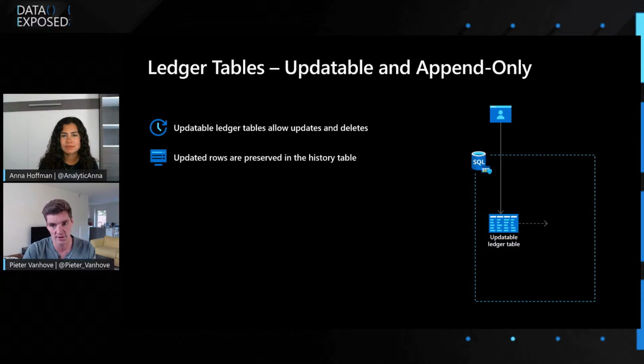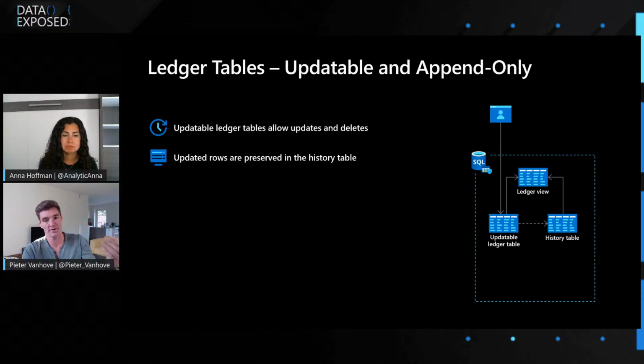Now, let's assume that a user updates a specific row in an updatable ledger table. What we're going to do is save the previous version of that row in the history table. And we're also going to add extra metadata on top of that, like the commit time, the user that has executed that specific statement, and also, for example, the transaction ID. So everything is stored in the history table. And then, of course, we're going to update that specific row in the ledger table as well. On top of that, you also get the ledger view, which gives you a chronological overview of the data that is inside your updatable ledger table. So we're just going to join the updatable ledger table and the history table.